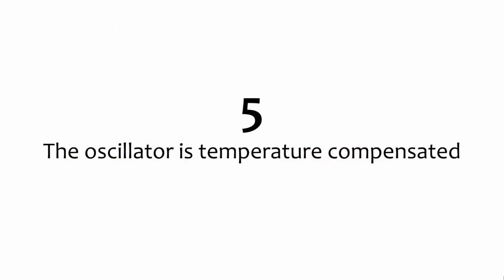Property 5. The oscillator is temperature compensated. This is a common property of circadian oscillators. This property means that the free running period of the oscillator is almost the same at different environmental temperatures.